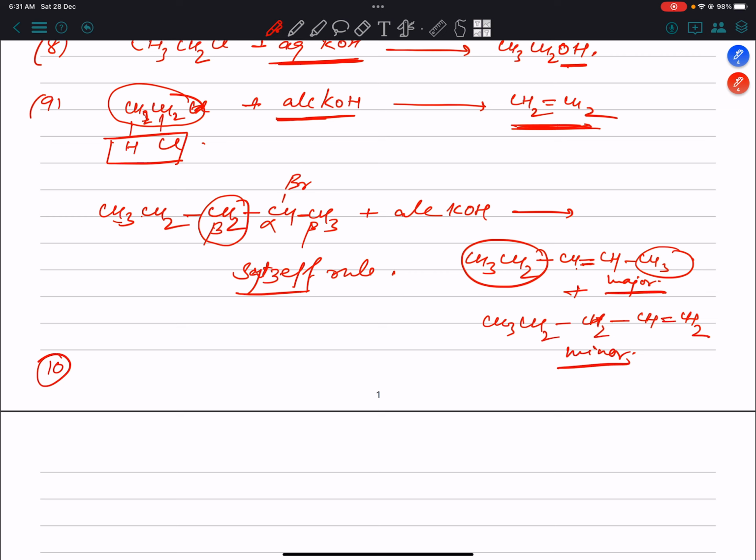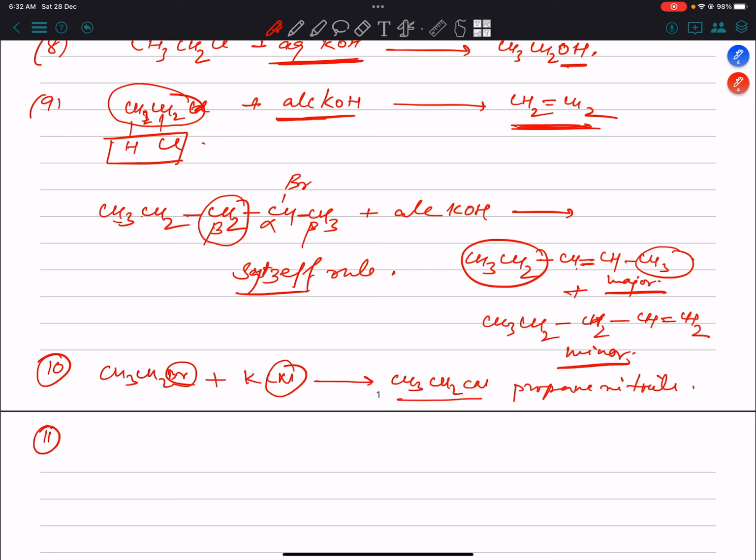Next reaction is when an alkyl halide, say bromoethane, reacts with KCN, potassium cyanide, then it forms CH3CH2CN. This is called propane nitrile. This is a substitution reaction. Here you see bromine is substituted by CN.